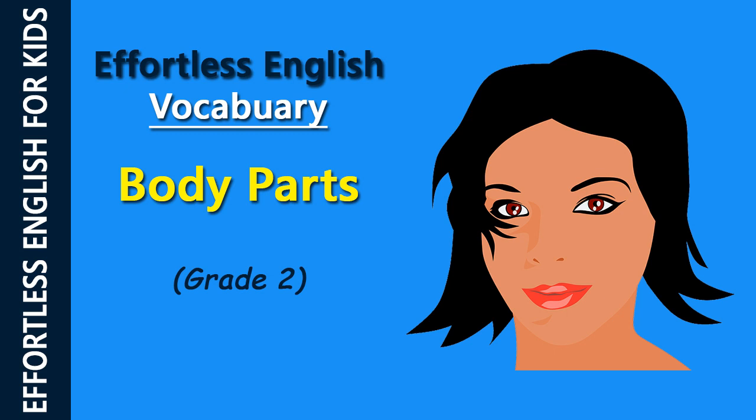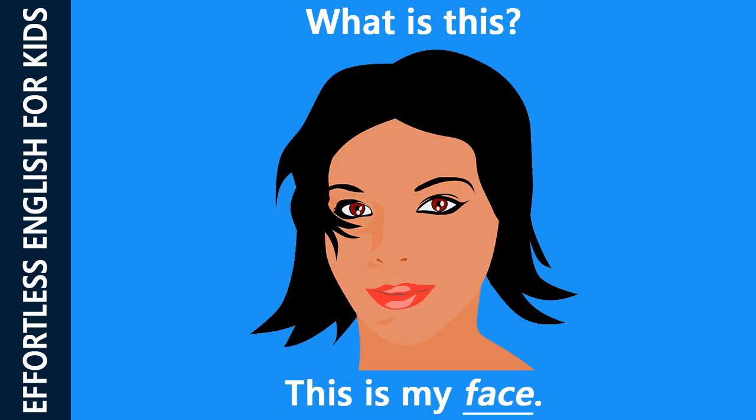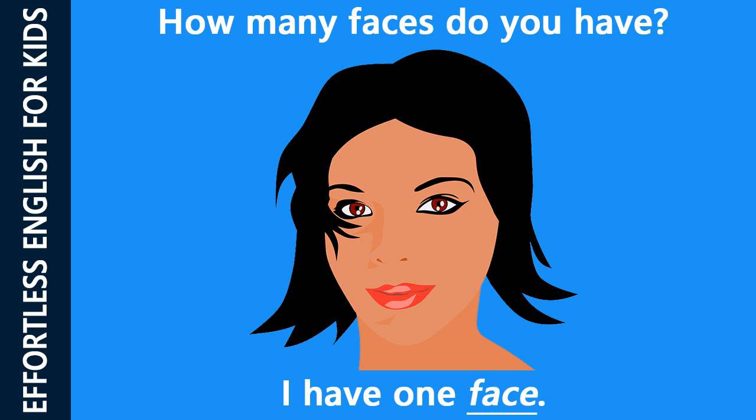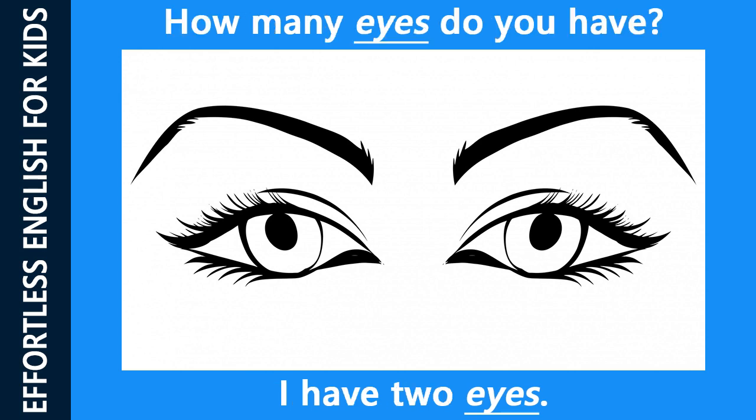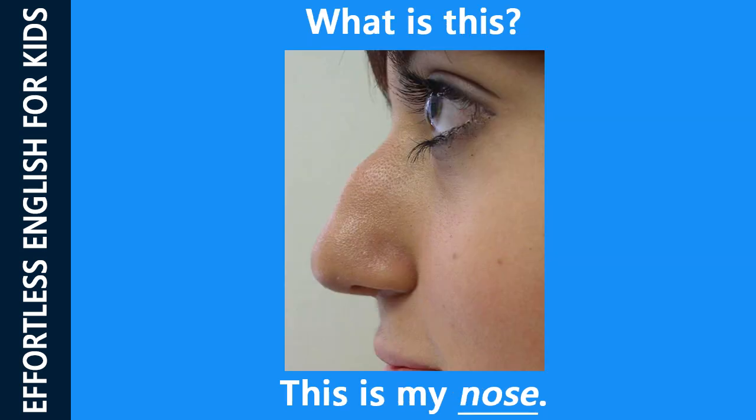Vocabulary for Kids. Body parts. Listen and answer. What is this? This is my face. How many faces do you have? I have one face. What are these? These are my eyes. How many eyes do you have? I have two eyes.